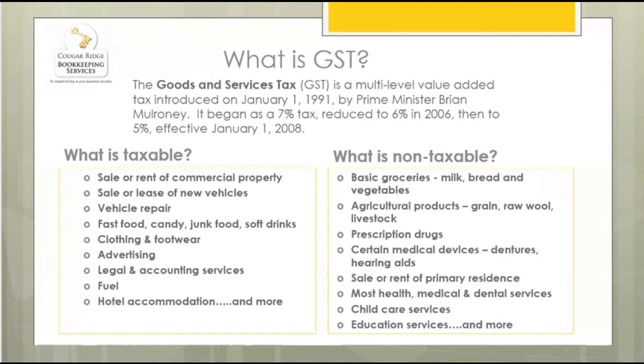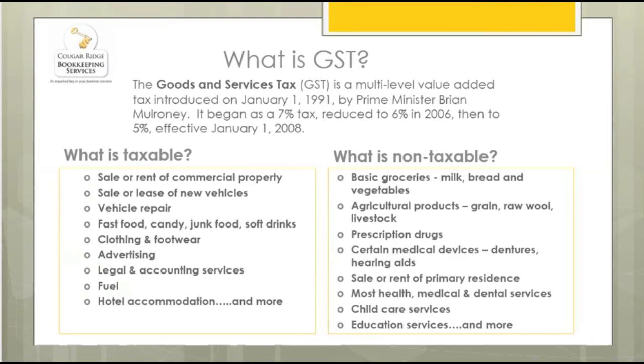Some of the things that are taxable you will probably find are most likely a lot of your business expenses. For example, sale or rent of commercial property is taxable. Sale or the lease of new vehicles. Vehicle repair, any maintenance that you do on your vehicle. Some food, such as fast food, candy, junk food, soft drinks, that type of food is taxable. Clothing and footwear, things like advertising costs for your business will include GST. Legal and accounting services will have GST added to them. Fuel for your vehicles, hotel accommodation when you travel, and many, many more.